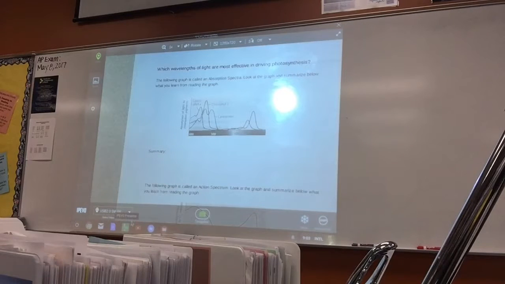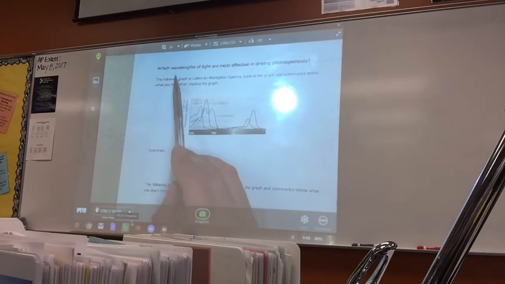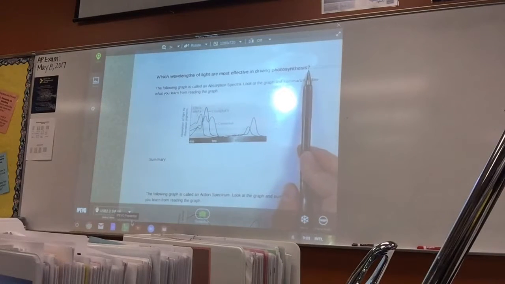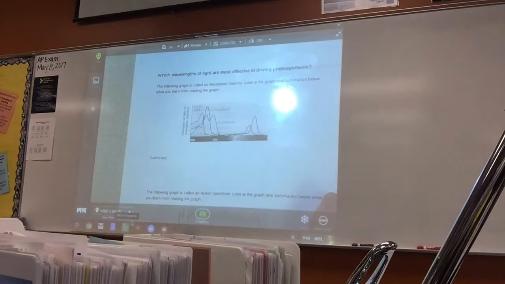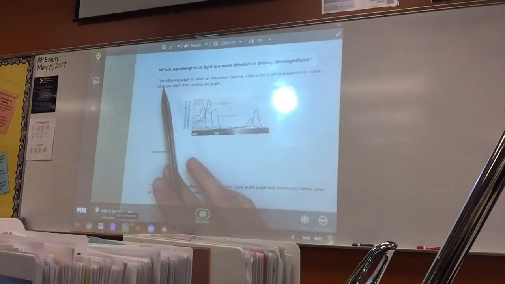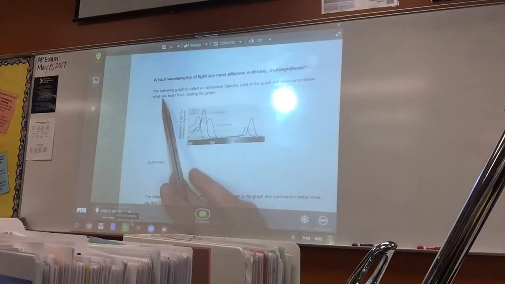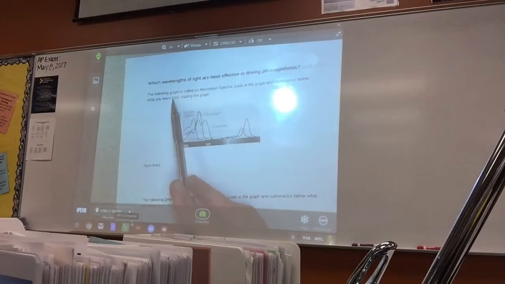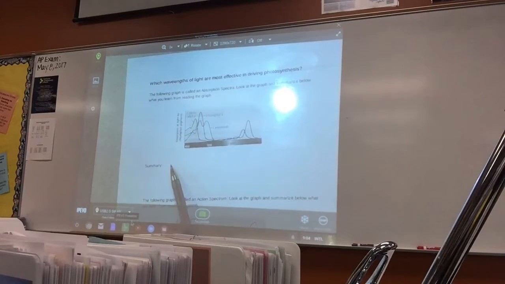The other side is we're going to talk a little bit about which wavelengths of light, as it says at the top, are most effective in driving photosynthesis. So what I did is I put two different graphs on here. The instructions for each graph are the same. It says the following graph, this is called an absorption spectra. Look at the graph and summarize below what you learned from reading the graph.